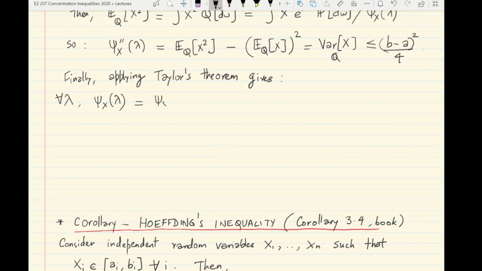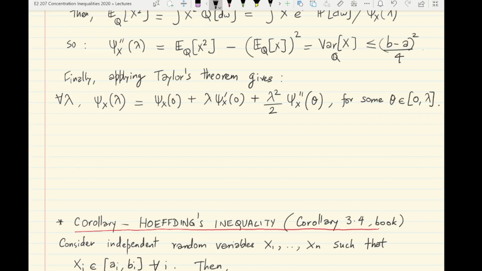0. So you have cx of 0 plus lambda times cx prime at 0 plus the second order term is going to be lambda square by 2 cx double prime at some number theta between 0 and lambda. Okay. So this is Taylor's theorem up to second order with the remainder term, and we know that this term is 0, this first derivative is also 0 at 0, and we know that the second derivative is bounded by 1/4.